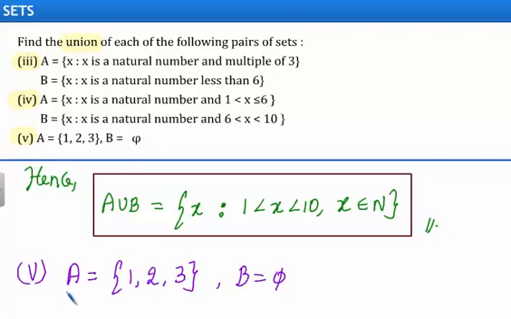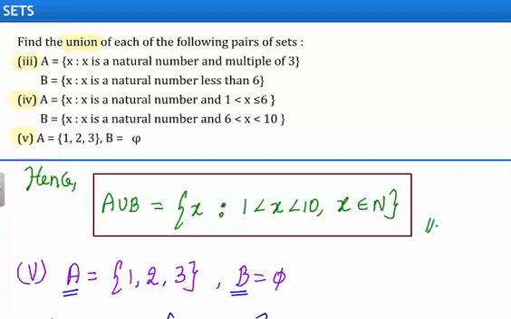In the next part of the problem, we are given two sets A and B. In set A, we have the elements 1, 2 and 3 and set B is an empty set. Therefore, A union B is equal to set of elements which are in set A or in set B. They are 1, 2 and 3. This is equal to the set A itself.